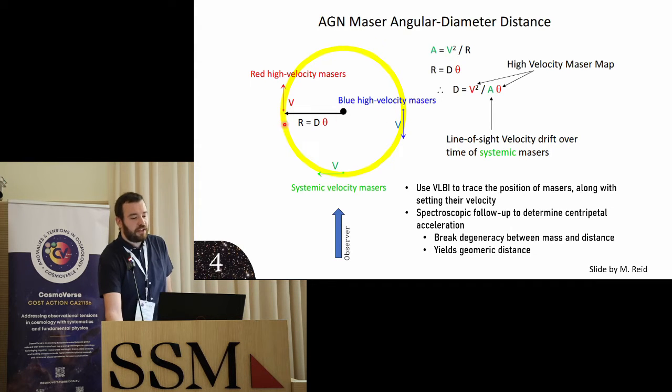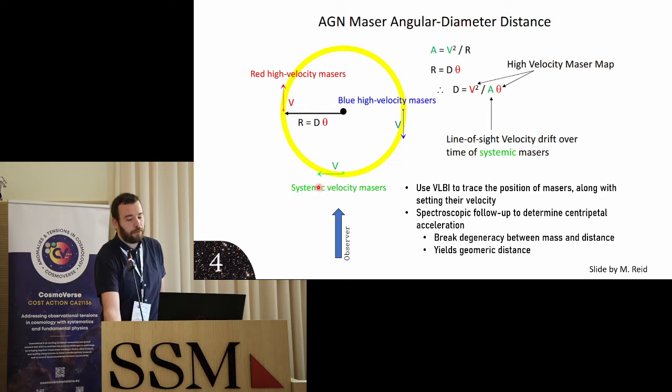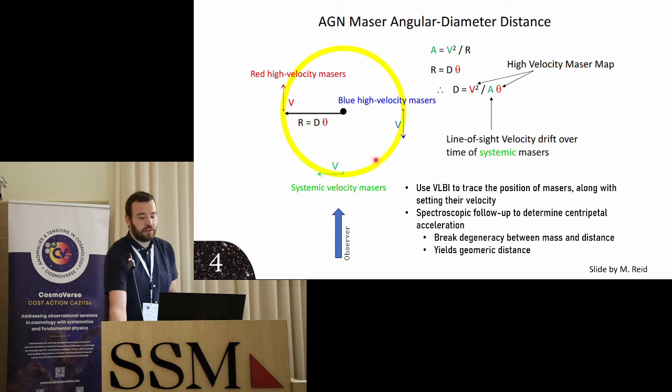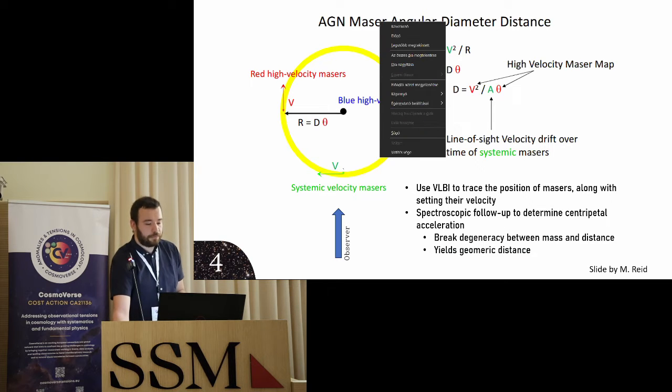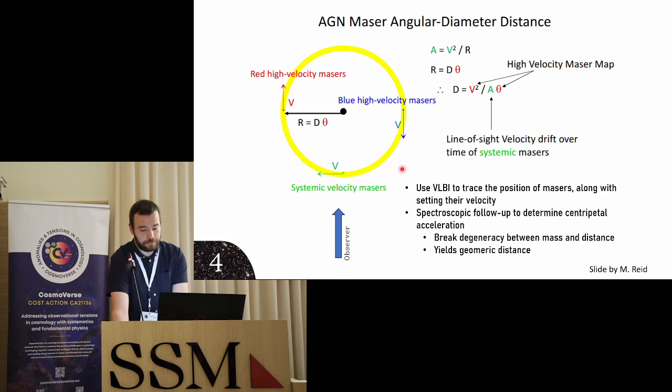And you can measure the angular distance between the center and the maser sources that are moving away from us using interferometry. For this, VLBI interferometry has been used for long. And basically with this you can also get their velocity, whereas with spectroscopic follow-up of the systemic velocity masers, you can get the centripetal acceleration of the masers, which allows you to break the degeneracy between the mass and the distance in the Keplerian orbits, which then yields a distance to the maser sources in the end.